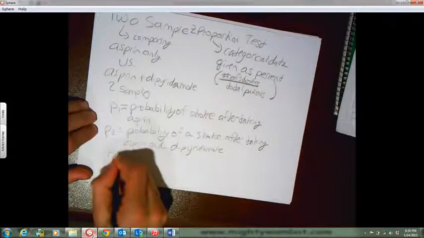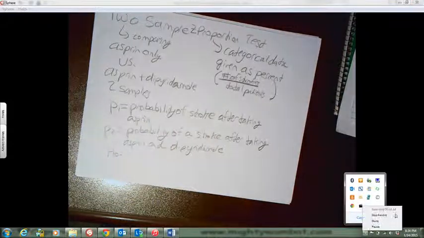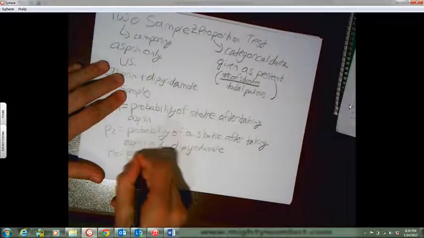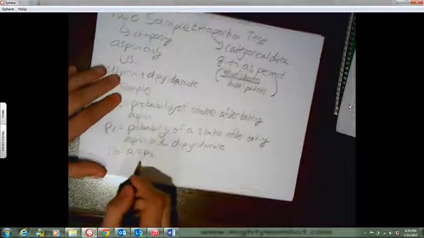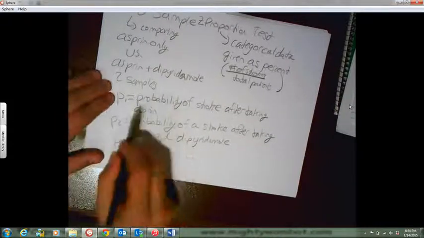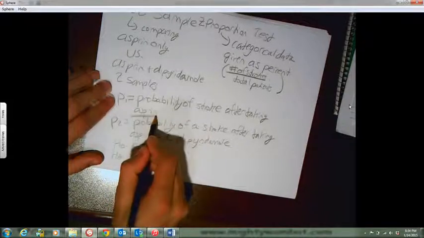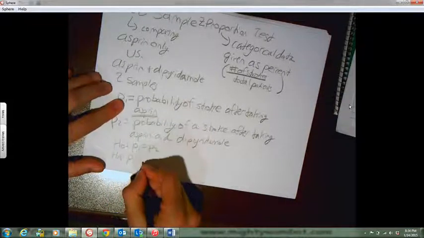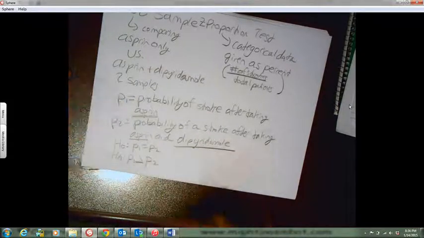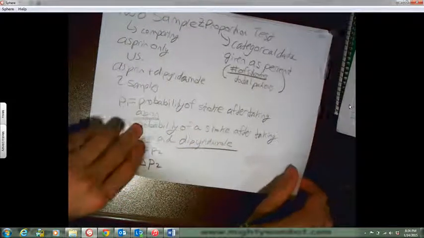Now we have to write our hypotheses. Our hypotheses are that P1 equals P2. Remember, the null is the one always with the equal sign, and the alternative is that P1, the probability of getting a stroke after taking aspirin only, we think should be higher than the probability of a stroke after aspirin plus the drug. This is what we're testing: is the second probability less than the first? So that was the name the test step.